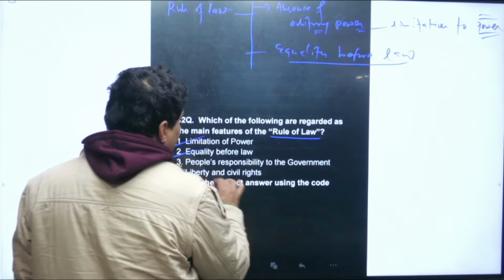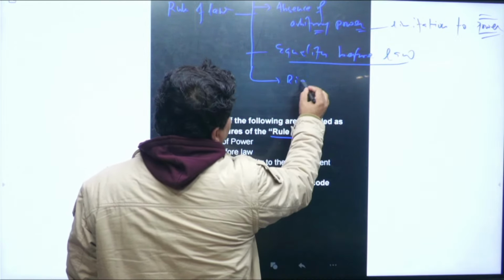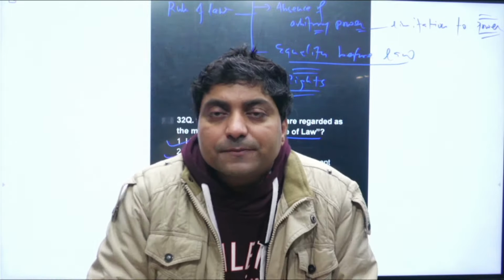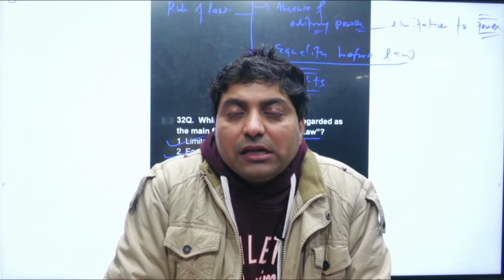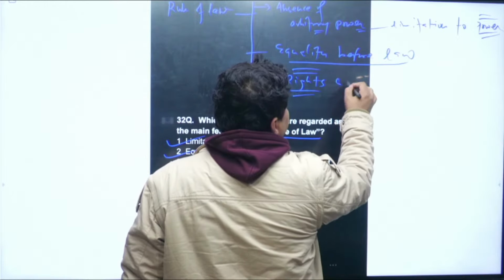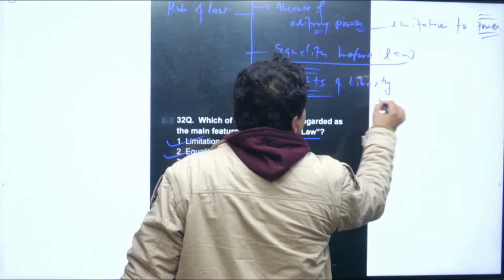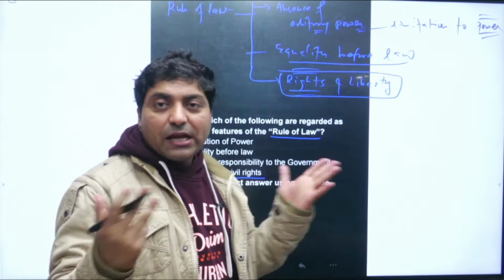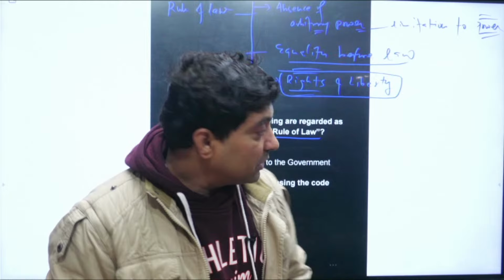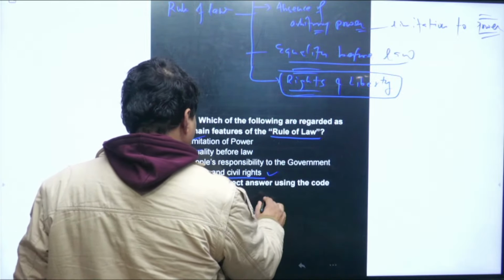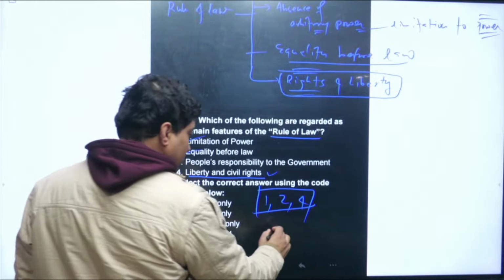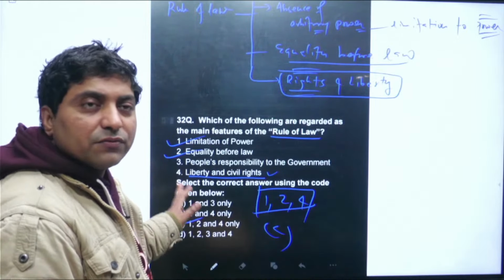Now, liberty and civil rights, yes, there are rights. Rights of the individual are actually important, and rights are sacrosanct until the individual violates the law. Liberty and rights are very important, and they should not be touched except when the individual has harmed the law. So you can see this should be correct. Here 1, 2 and 4, C. C would be the correct answer of this question.